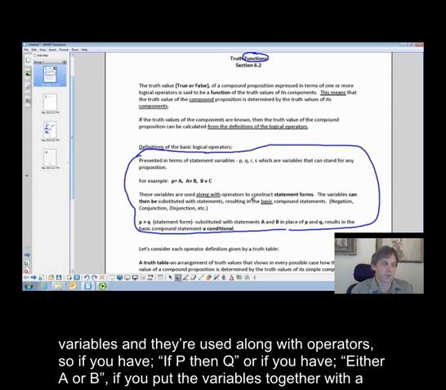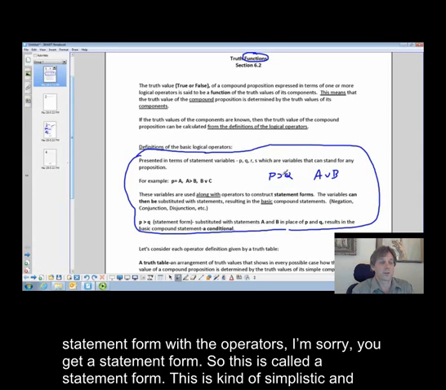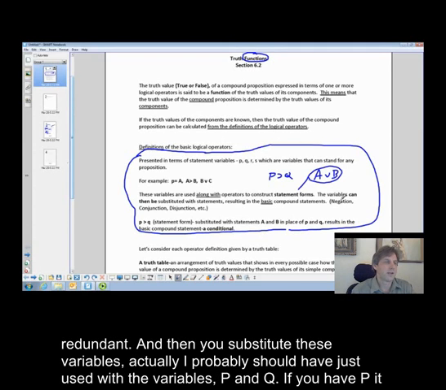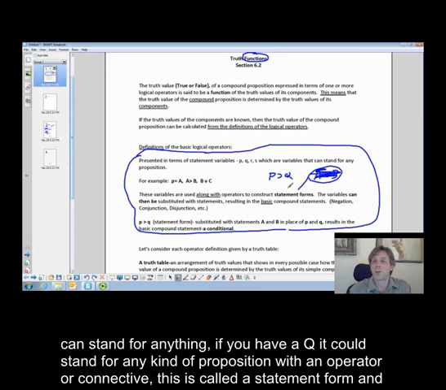So when you have these variables, and they're used along with operators, so if you have if P then Q, or if you have either A or B, if you put the variables together with the operators, you get a statement form. So this is called a statement form. This is kind of simplistic and redundant. And then you substitute these variables. Actually, I probably should have just used the variables P and Q. If you have P, it could stand for anything. If you have a Q, it could stand for any kind of proposition with an operator or a connective. This is called a statement form.